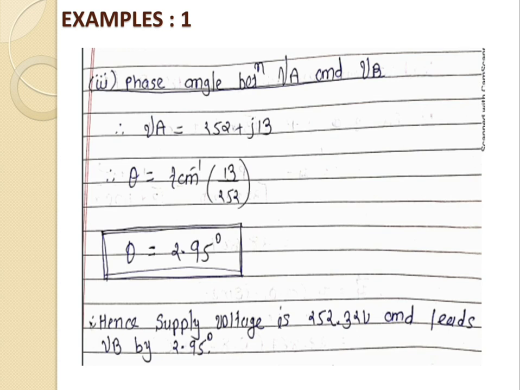Now go for the third case, that is the phase angle between Va and Vb. So Va, in rectangular form, is 252 plus j13. So we require the angle. Phi is equal to tan inverse y by x. So from that we can get the answer, that theta is equal to 2.95 degree. So the supply voltage is 252.32 volt and it leads the Vb by 2.95 degree.